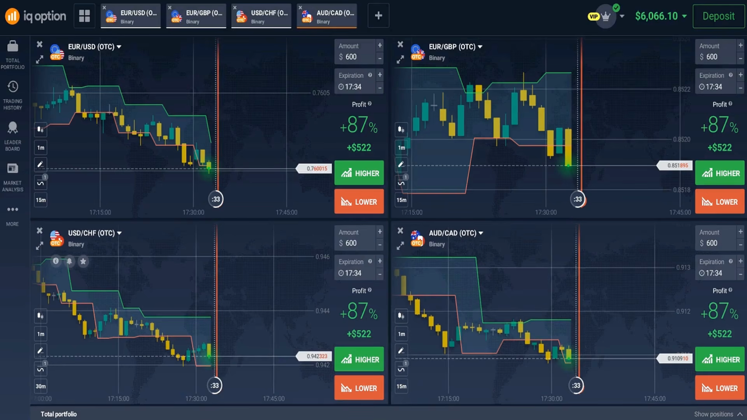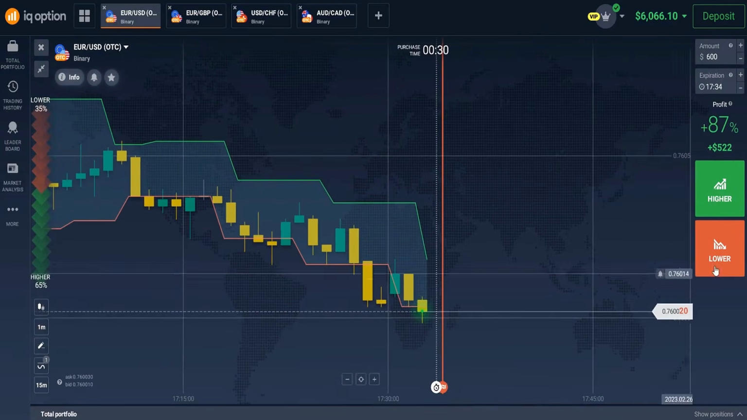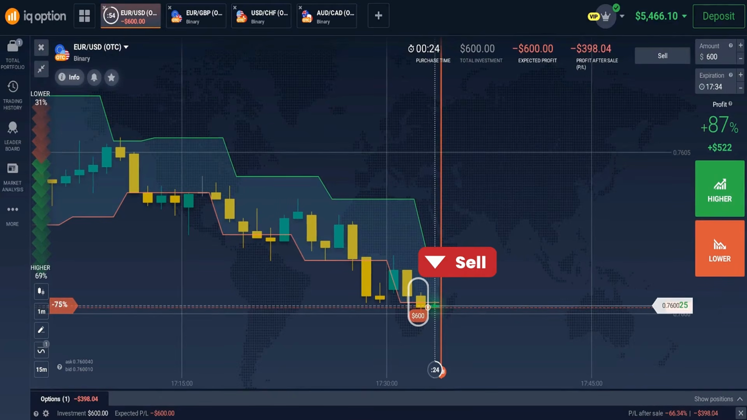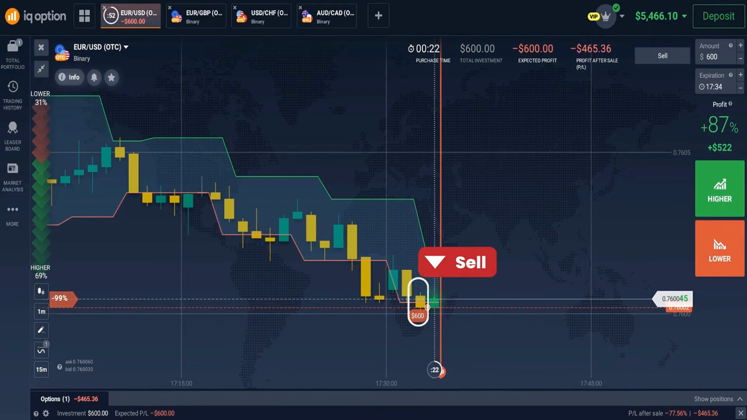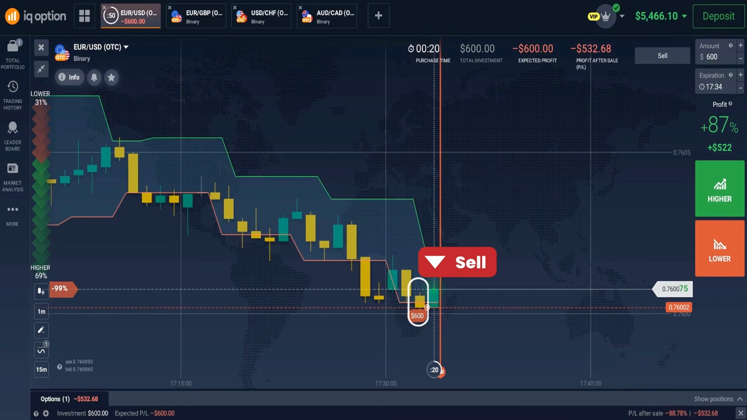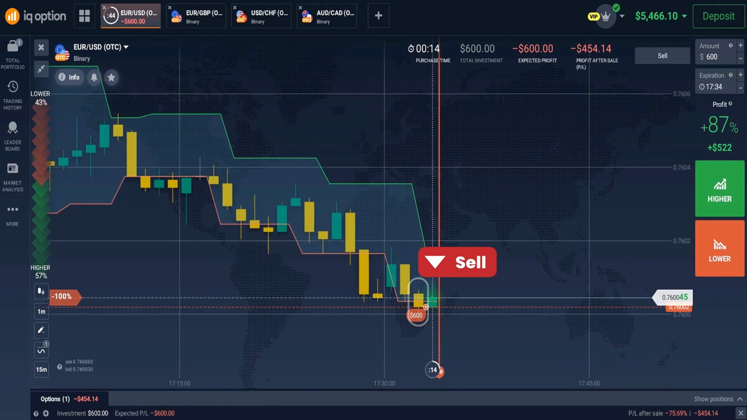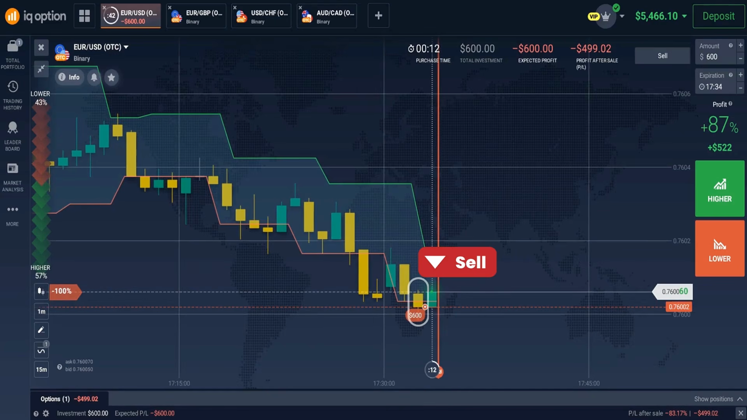All right, traders, let's dive into this first live example on the OTC market. Look closely at the chart. We just saw a massive red candle push down and close clearly below the lower fractal band. According to our breakout strategy rules from the PDF, this is a textbook sell signal. It tells us that bearish momentum is strong and the price wants to go lower. So, without hesitation, I placed a sell trade for 1 minute.